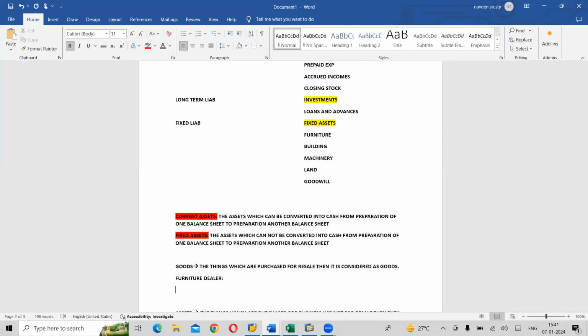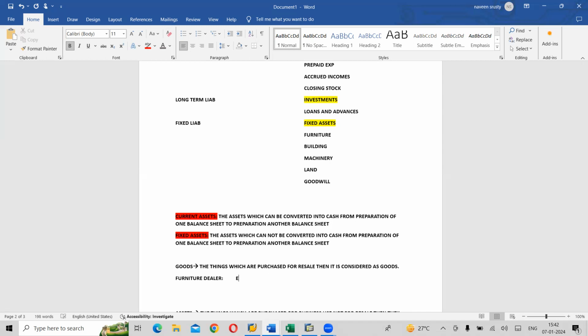Good. Perfect. So did he mention purchased 10 tables for office use? Nothing, right? You need to see here what kind of dealer he is. Purchased furniture, for a furniture dealer, what will it become? Goods. Inventory.